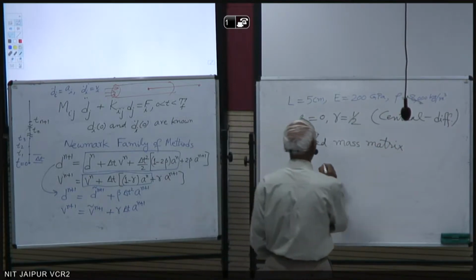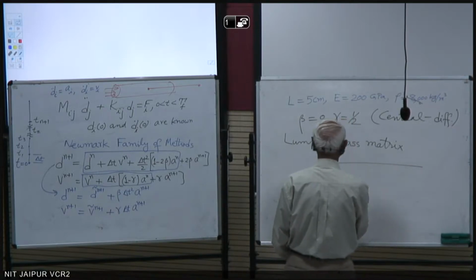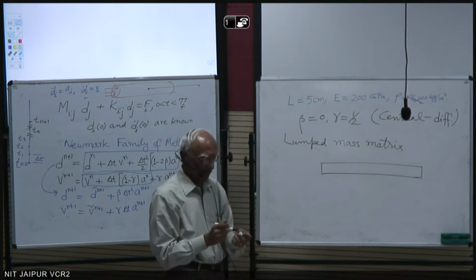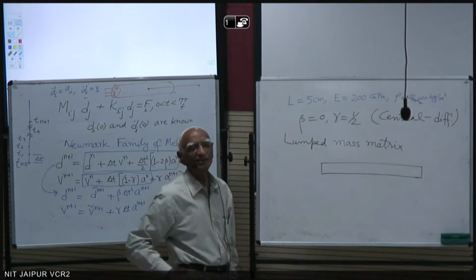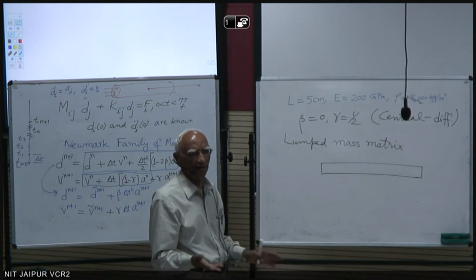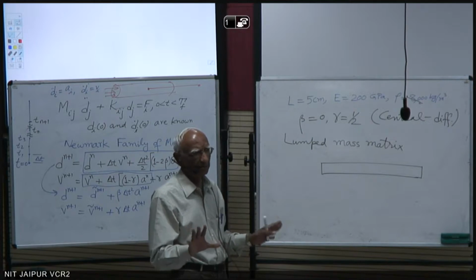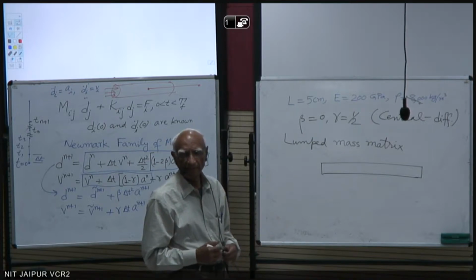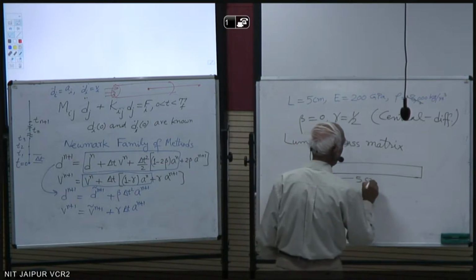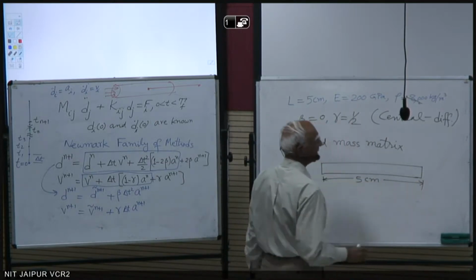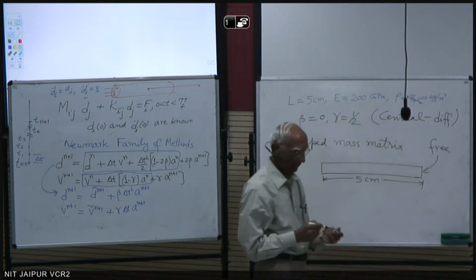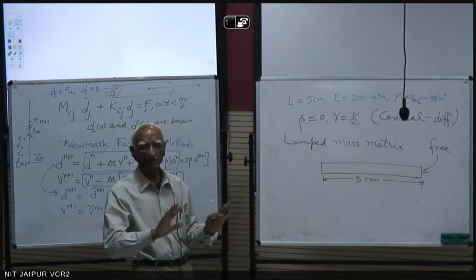And let's take the bar. But size does not matter, whether it is 5 centimeter or 10 centimeter. What matters is how many elements you will take in the bar. So do you want to take 5 centimeter long or 10 centimeter long? It makes no difference in your work. So it's 5 centimeter. Let's say this end is free. No tractions, no loads applied on the right hand.